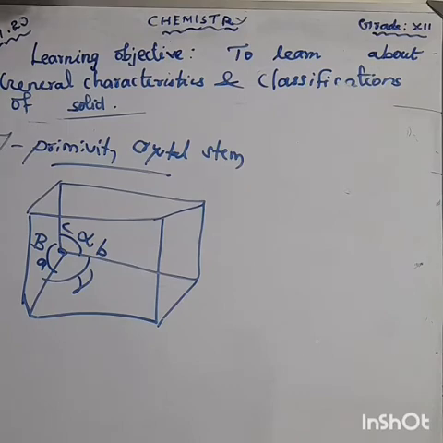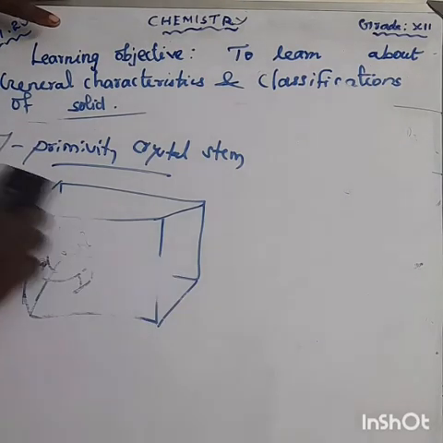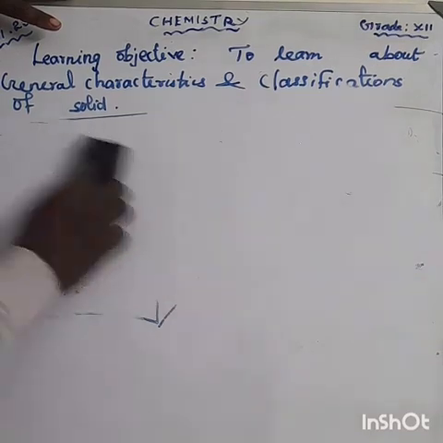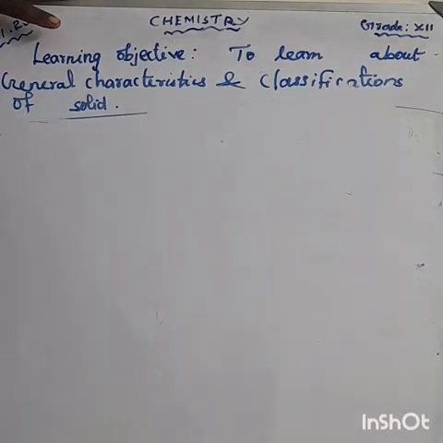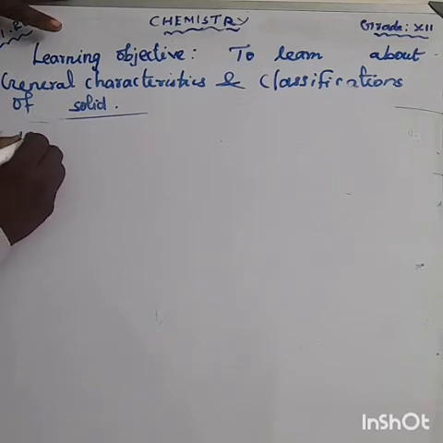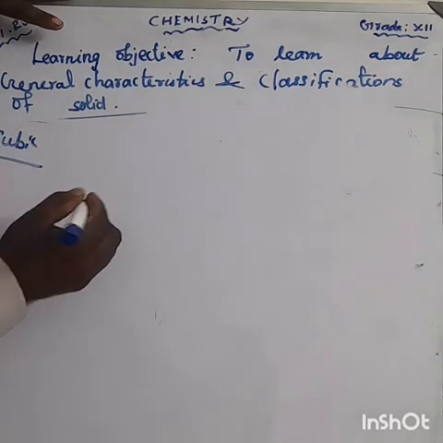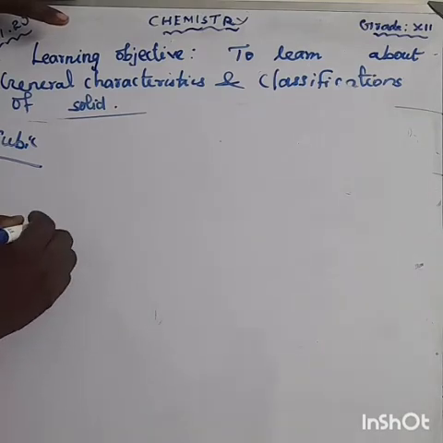Bravais defined 14 possible crystal systems. Let us see if we can draw them one by one. The first one is cubic. First you have to draw cubic.